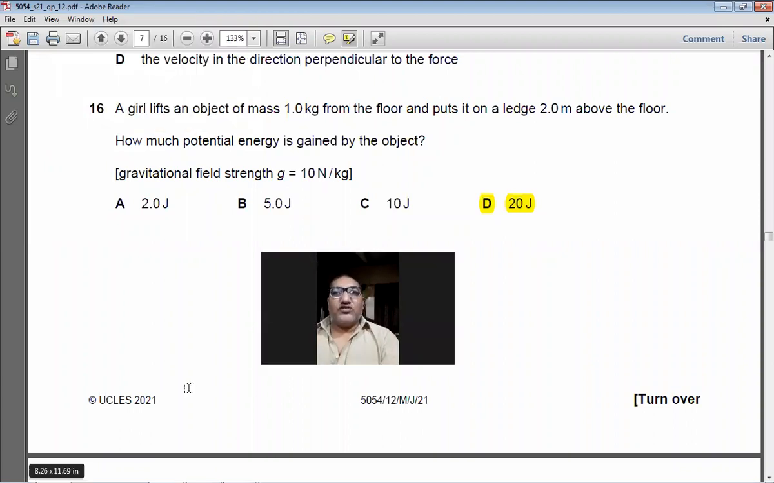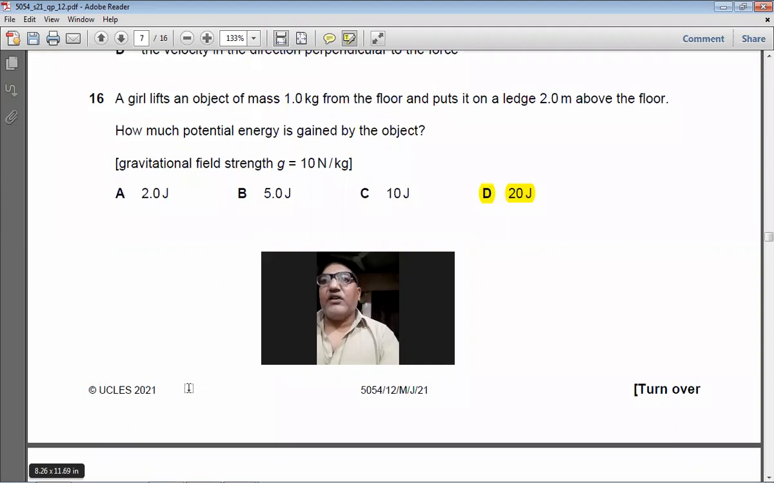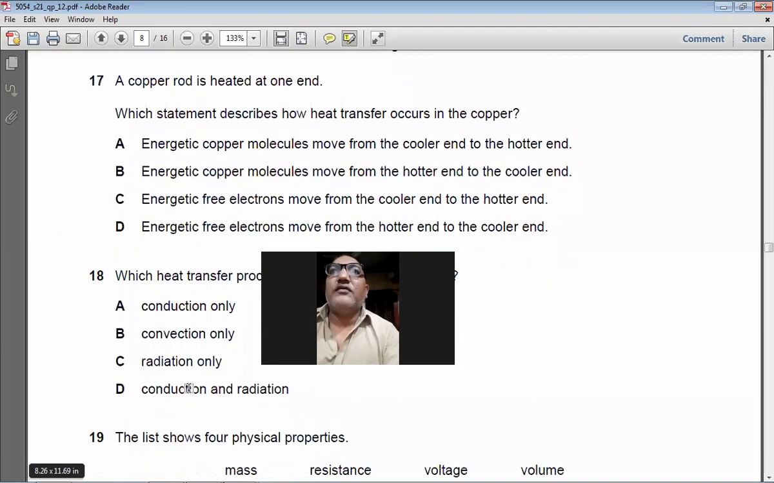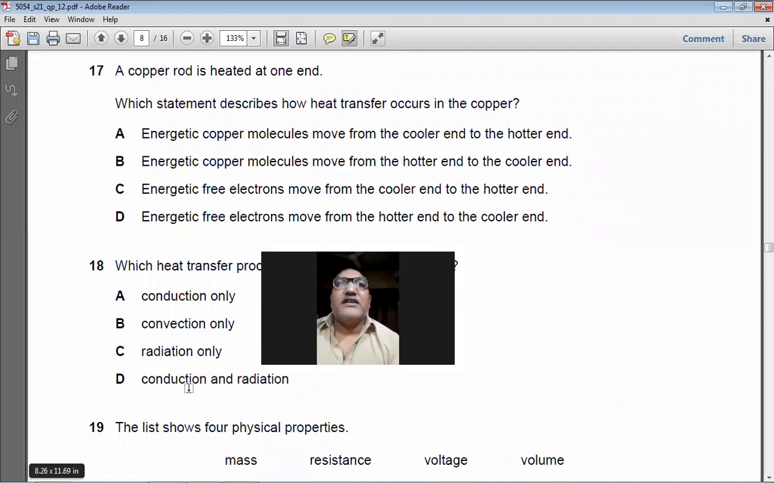Hopefully you have understood this, a very simple and straightforward question. So the next question is coming up on your screen. Question number 17 is showing up on your screen. A copper rod is heated at one end. Which statement describes how heat transfer occurs in the copper?